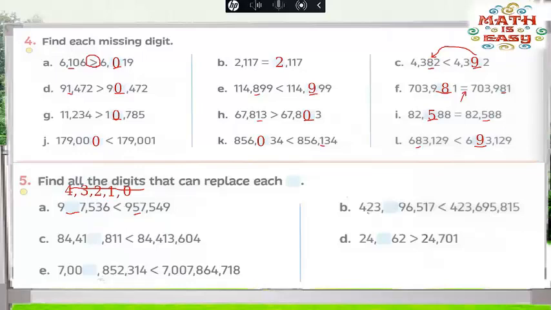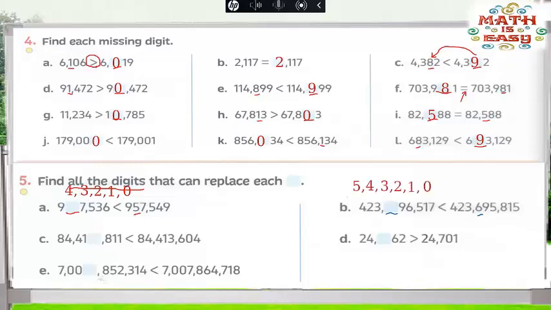Next one, we have 423 and here 423. The missing digit is in the 100,000 place. Go to the 100,000 place. Here we have 6, and he tells you all digits before 6. What are the digits before 6? We have 5, 4, 3, 2, 1.